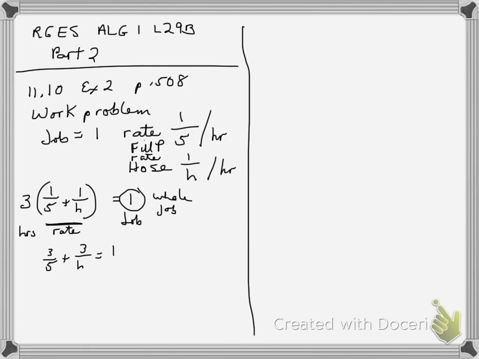Our common denominator will be 5H, H for hose. The 5 will cancel, we'll get 3 times H for the first term. The H will cancel, we'll get 15 for the second term, and on the right-hand side, no cancellation, 5H. All right, subtracting, we get 2H equals 15. Dividing, we'll get H equals 7.5. What is that?